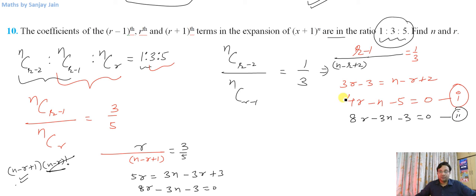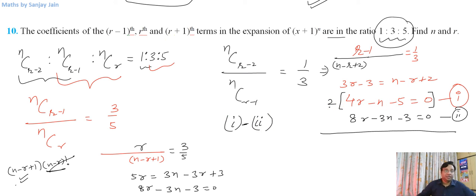So what I see, I can multiply this with 2 and then subtract. So 8r will be cancelled with 8r. This is minus 2n. What I am doing is subtracting second from first. Okay, first you multiply this 2 inside. So this will become 8r here. This will become 2n. This will become 10. Okay, right hand side will remain as it is.